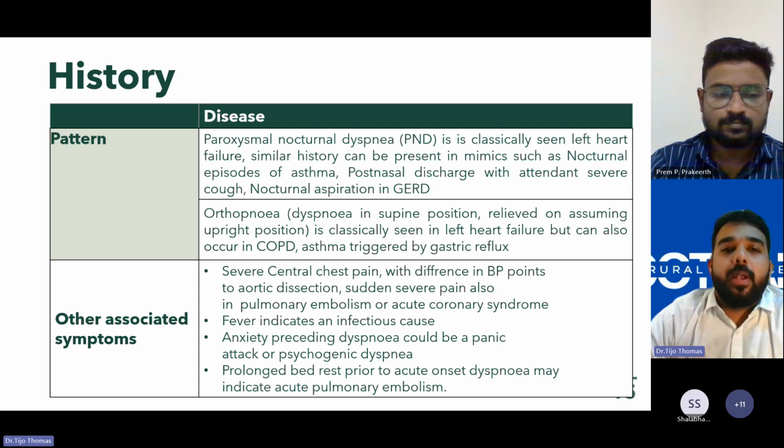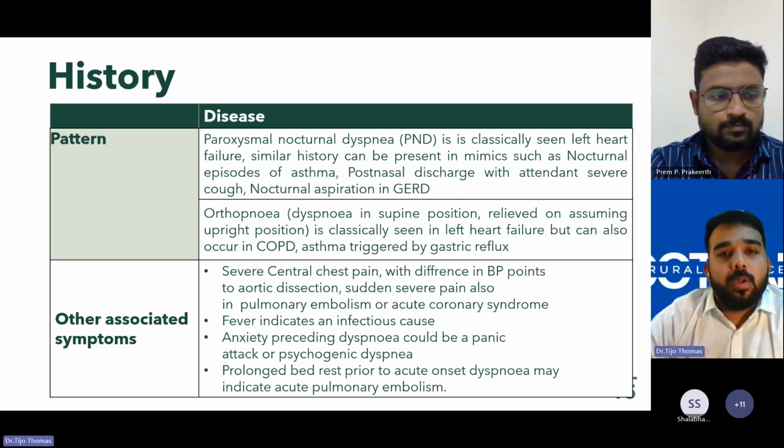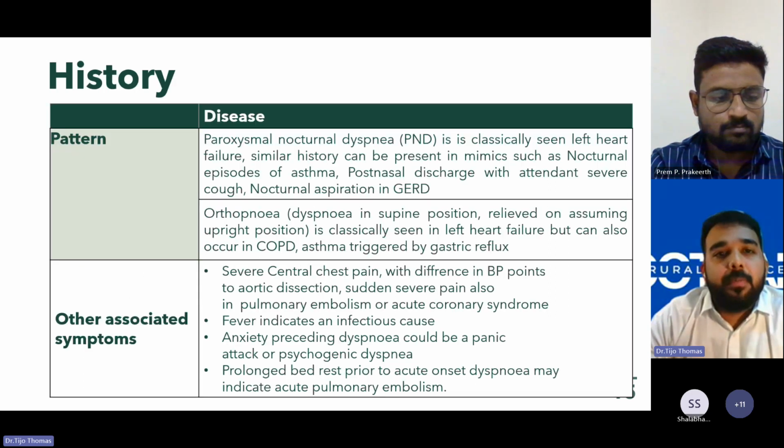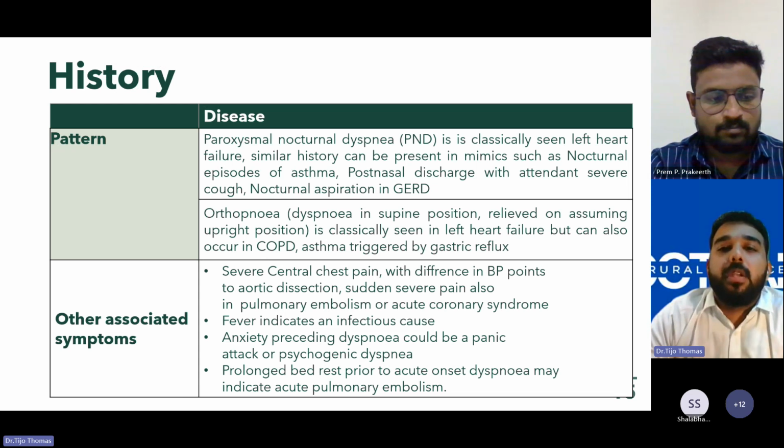Orthopnea is breathlessness immediately on lying down, which is also classically left heart failure. But it can also be mimicked by COPD or asthma triggered by gastric reflux and all that. PND can also be mimicked by postnasal discharge with severe cough or nocturnal aspiration in GERD cases.